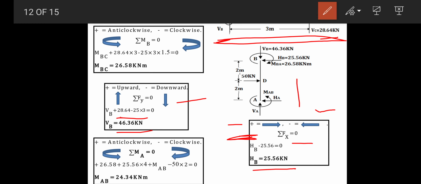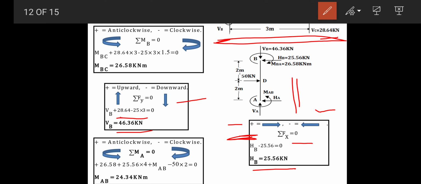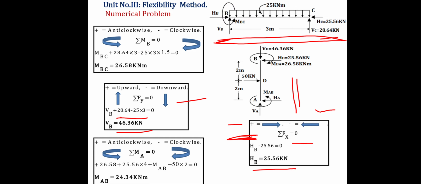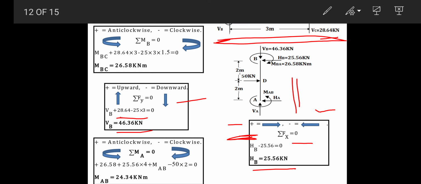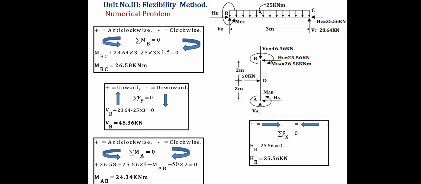Now let's consider this column. For the column, what are the forces acting at B for the BC beam? The HB and VB acting up, and the moment at B is anti-clockwise. So the same magnitude forces will act at point B for the column BA, but they will act in the opposite direction.